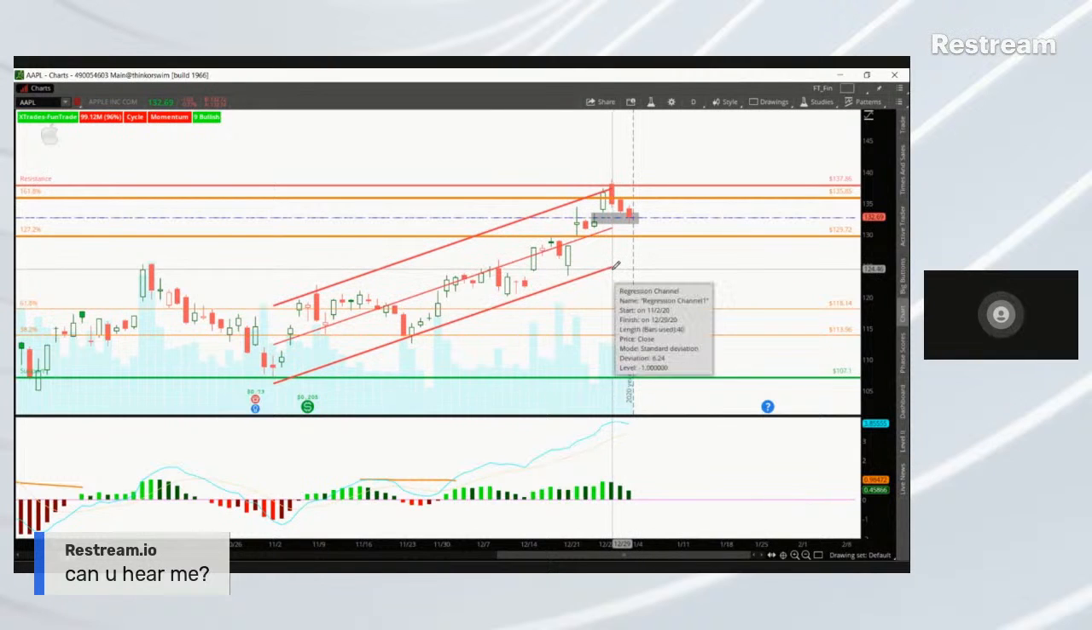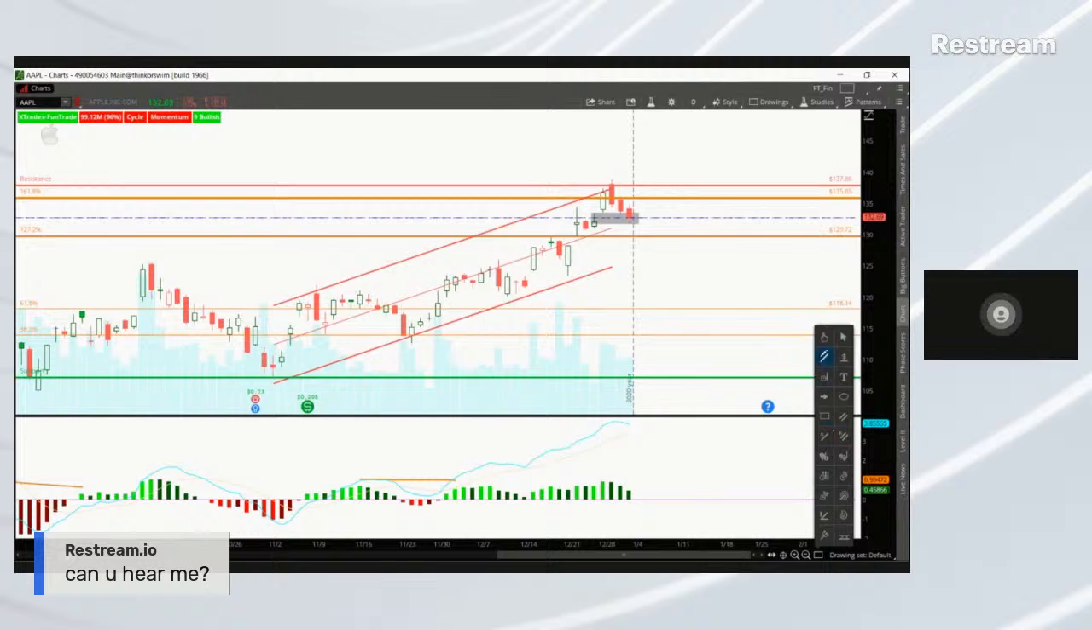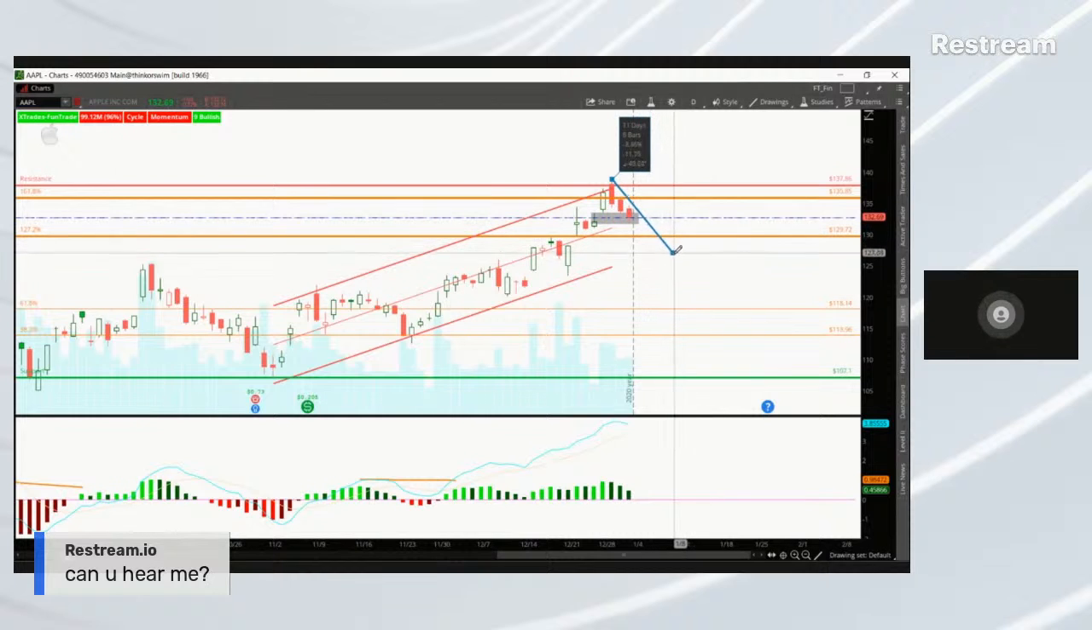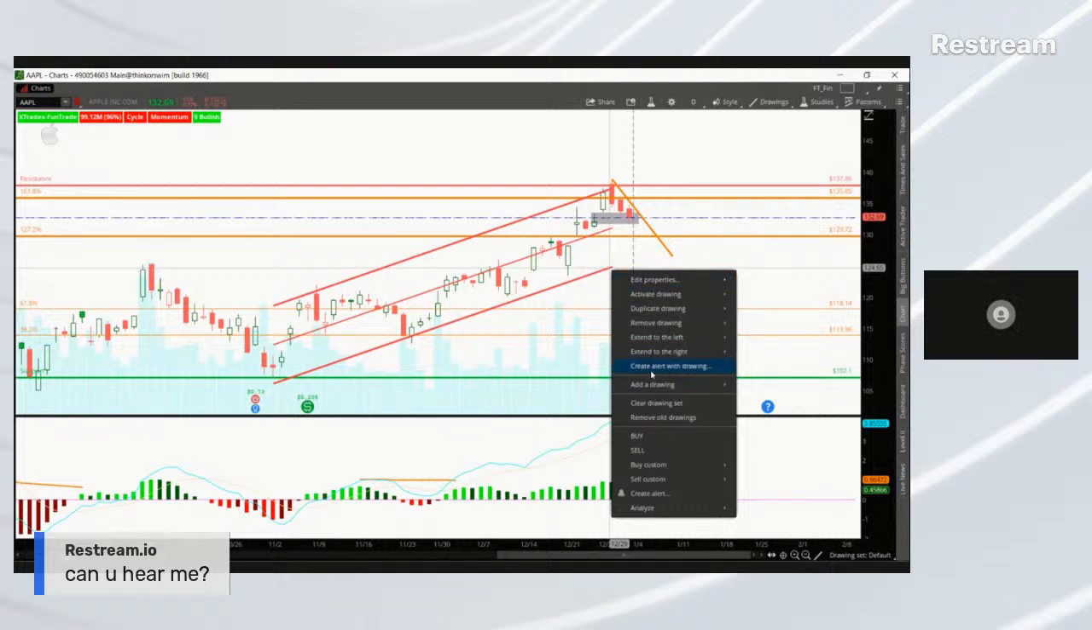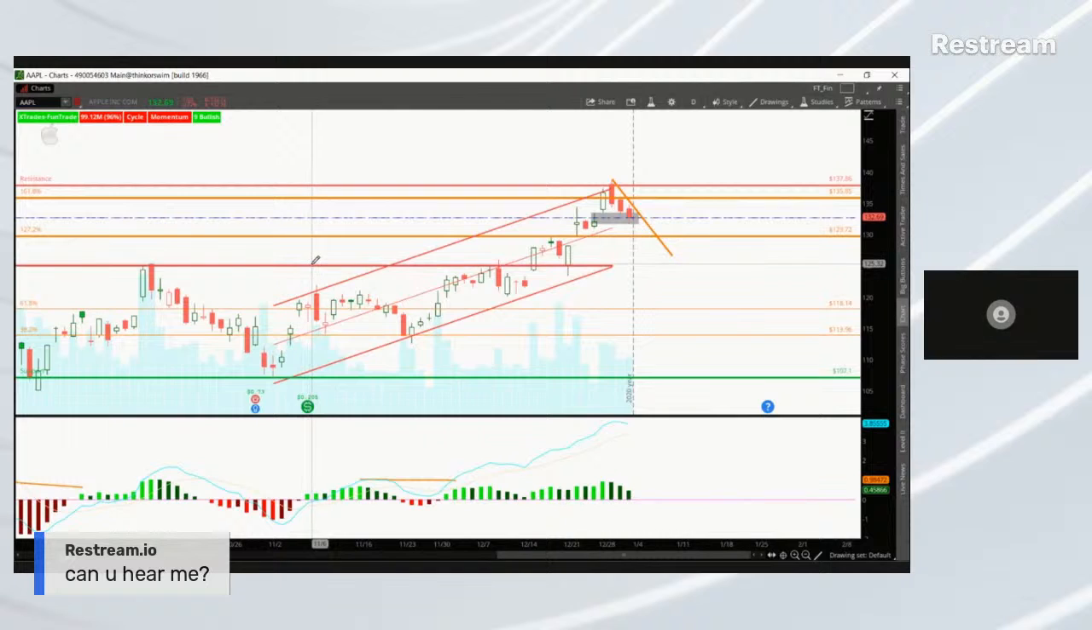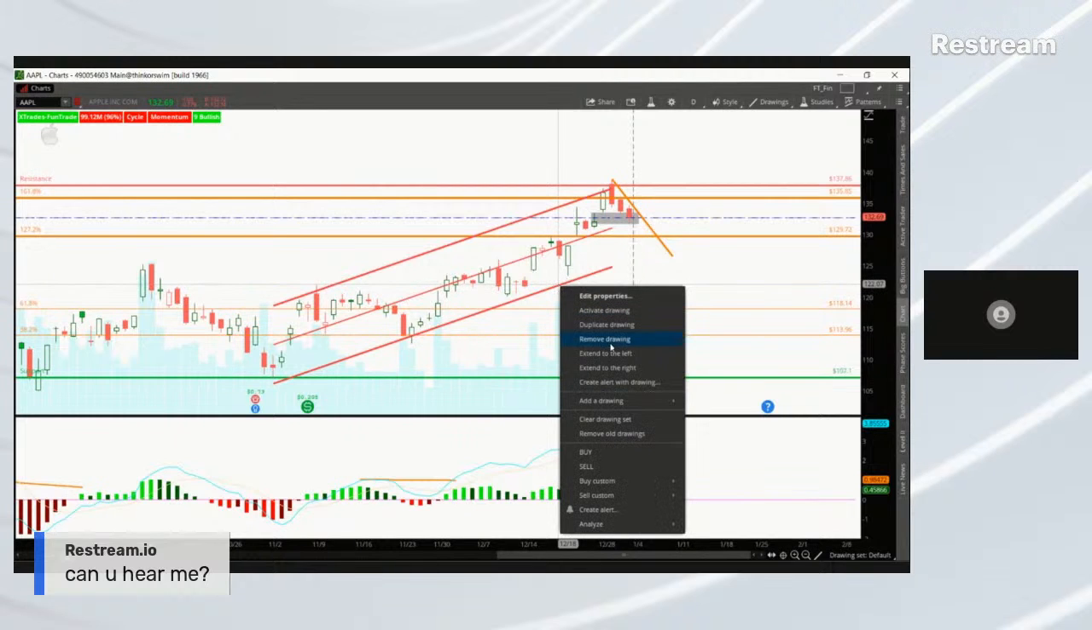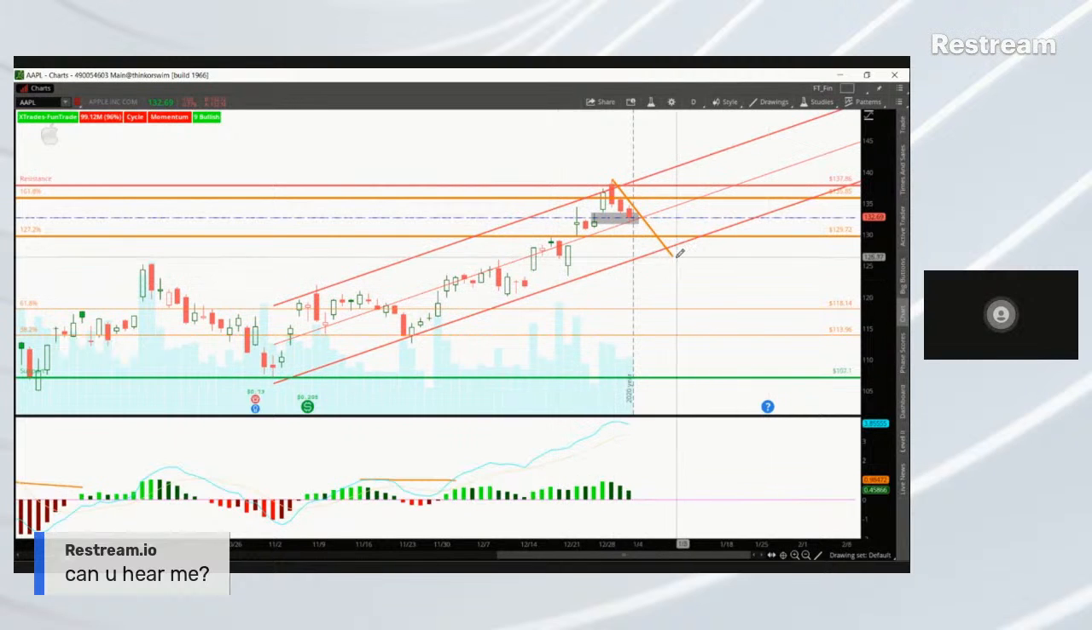The next thing we can check is the channel. So for example, for some reason, there was bad news and Apple really didn't hold this fib level. Then what I'll do is wait for my channel to be taken out. So this is where my next levels would be.